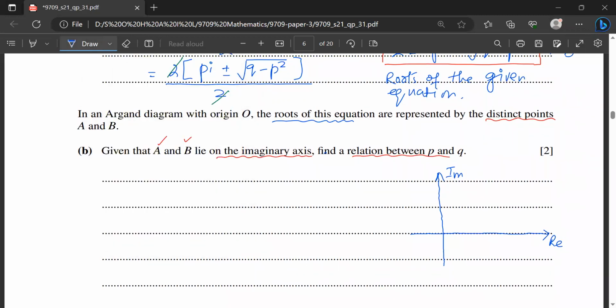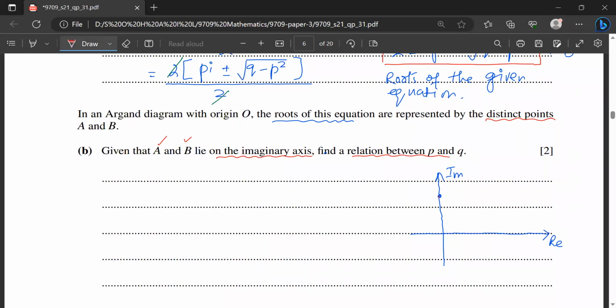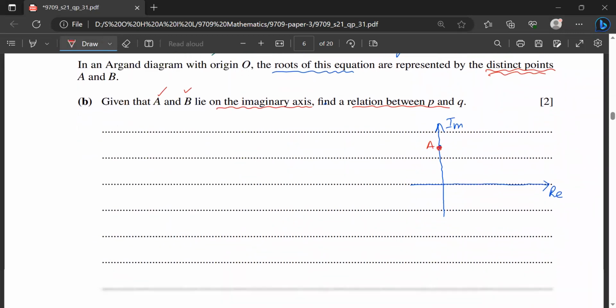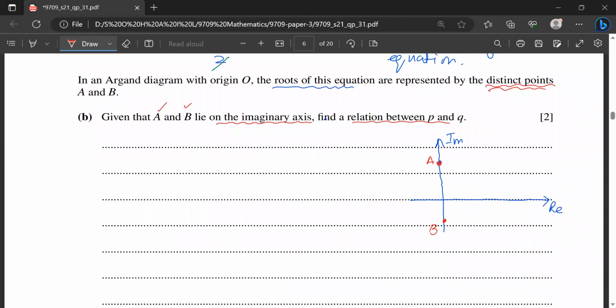Imaginary axis means, say one point is here. Say this point is A here, and the other point, as these are distinct, you may take somewhere else. So this is point B. So these are the points on the imaginary axis. It means there is no real part for these.